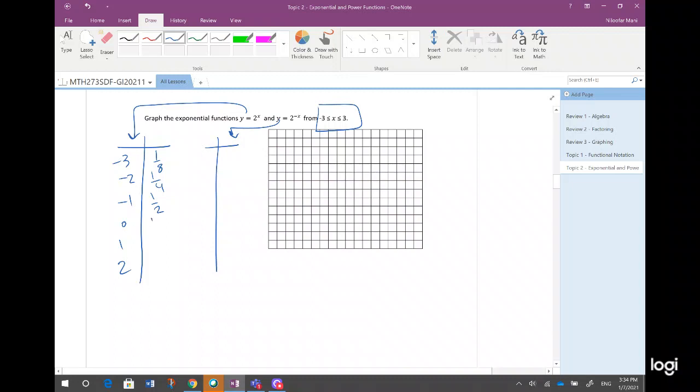If I do 0 and 1, here is 2 and here is 4. How about this one? Again, minus 3, minus 2, minus 1, 0, 1 and 2. Minus 3 squared, which is 9, for x squared, and 2 power minus 3, which is 8.